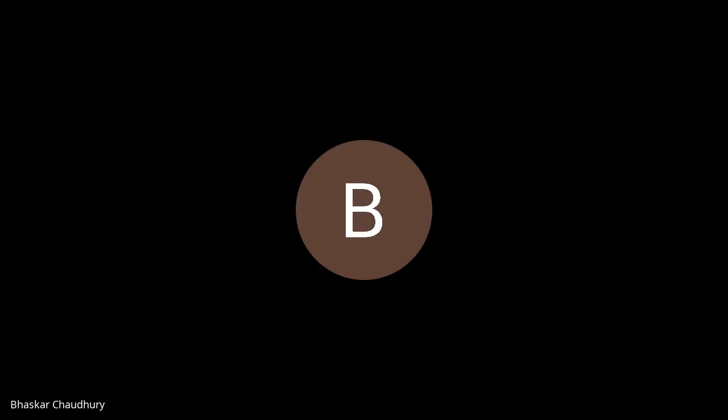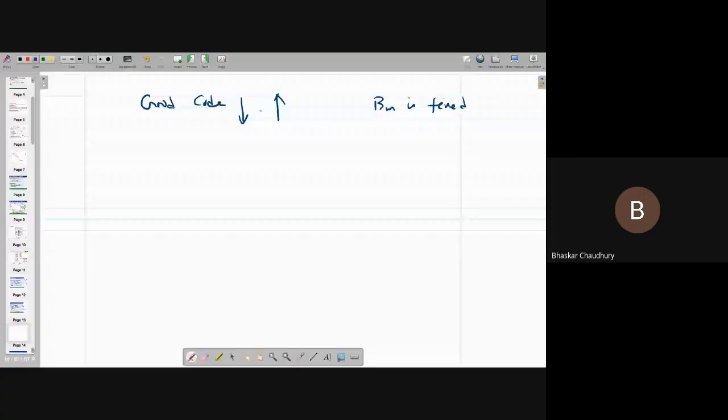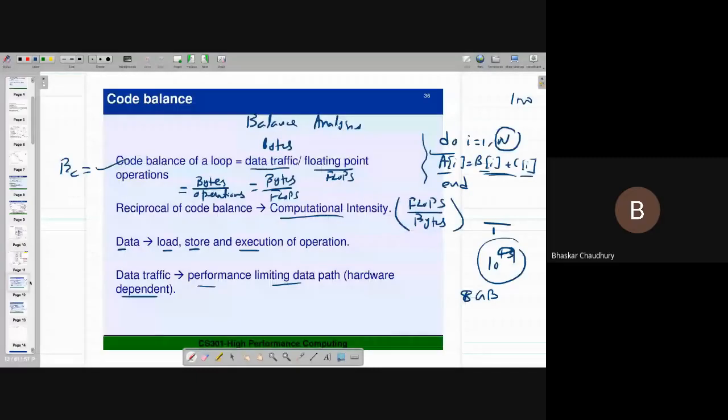Let's say this is my BC, the code balance. What should I aim for? A good code should have a higher code balance or a smaller code balance? No, it should be smaller, not higher. Why should it be smaller? Now once again go back here. Machine balance is fixed.